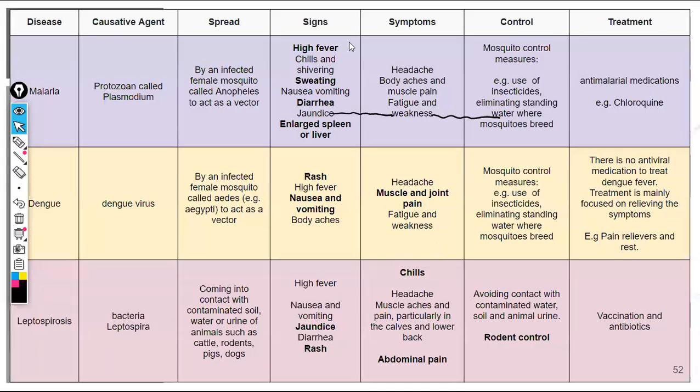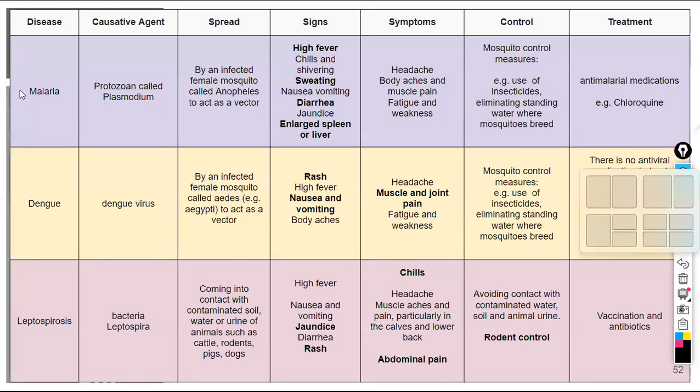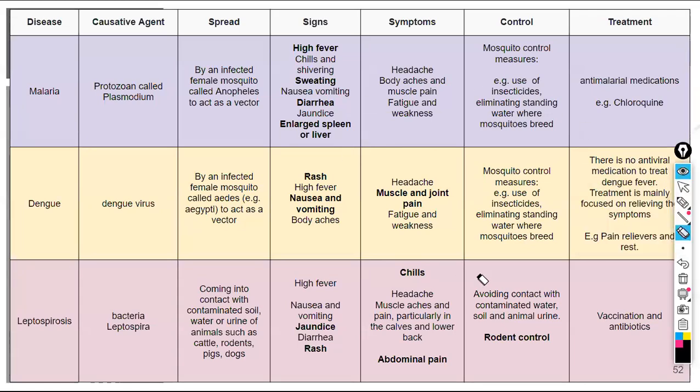All right, so I know some of you are groaning in the background already. Look at this huge table that you have to take now. So here are 3 common diseases. We discussed malaria already. You all know about dengue. Dengue is another type of disease that's spread by mosquitoes.